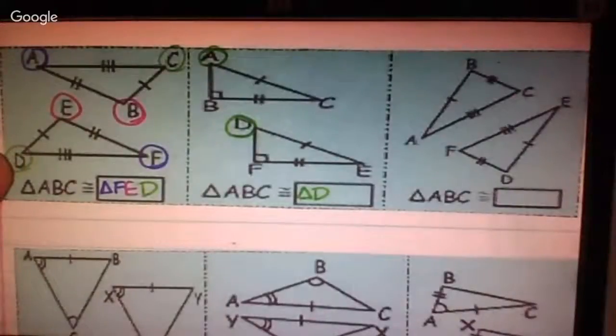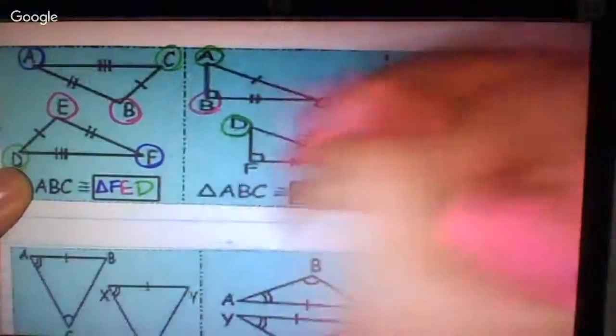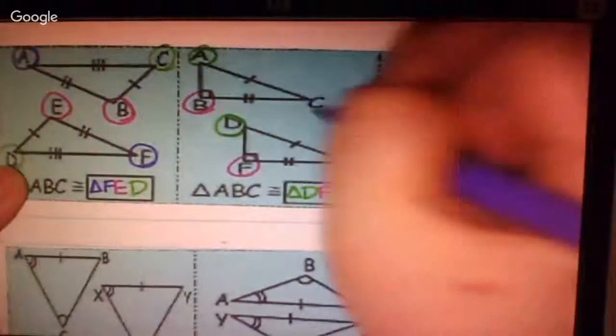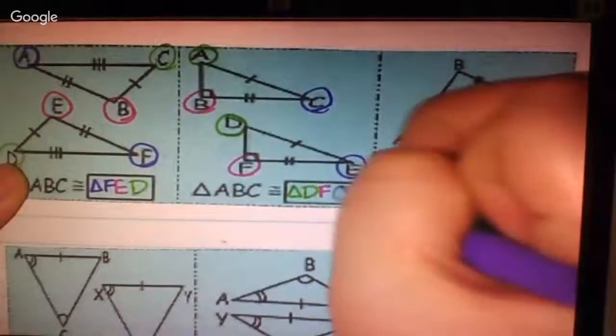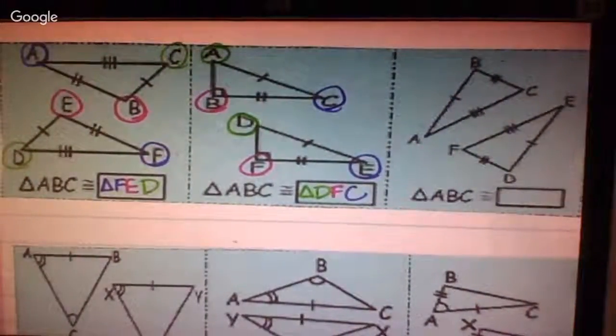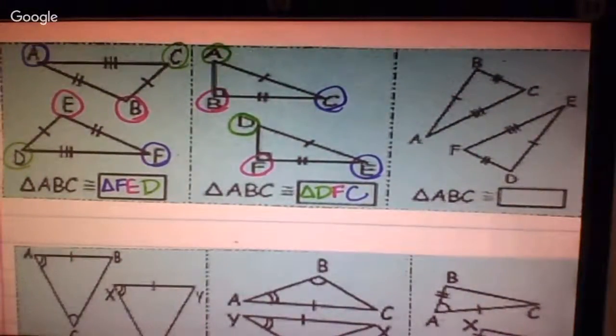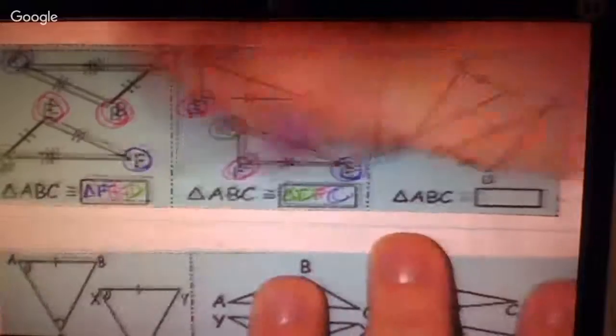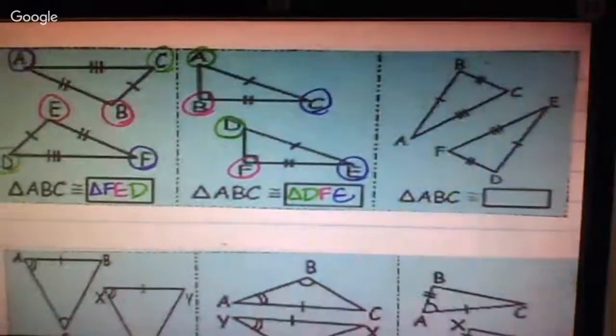A, B goes with F. And E goes with C. Whoop, you're right. E. I don't know why I wrote C, because I was looking at that. My bad. E.